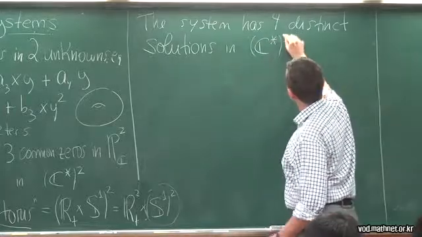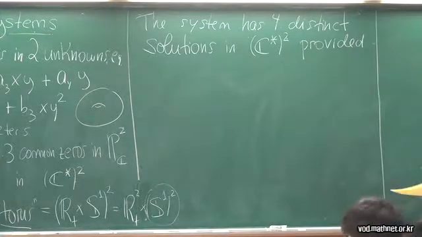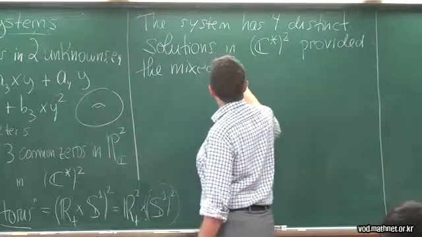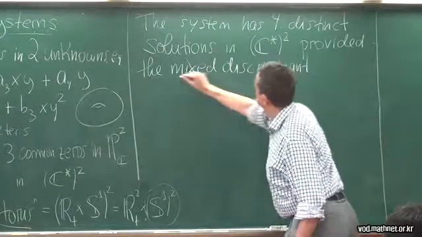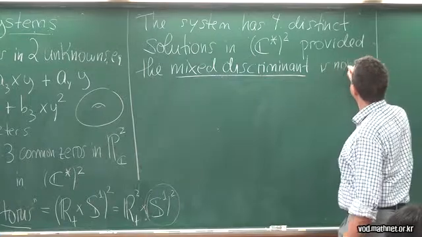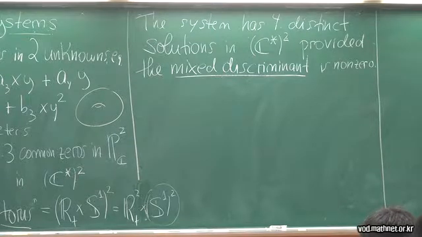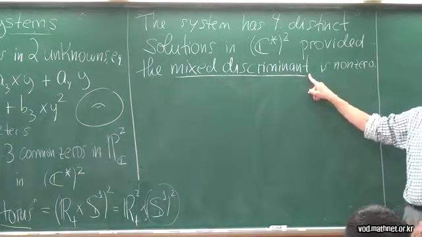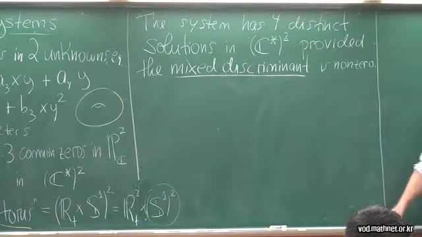In C star squared, provided a certain non-degeneracy condition is satisfied, provided the so-called mixed discriminant is non-zero. Okay, and I'll tell you what the mixed discriminant is in a moment. That's a certain non-degeneracy condition. You can Google this. So if, like Vissarion, you're very bored by what I'm saying, you can get your device out and Google mixed discriminant, and you get to a paper which you're encouraged to read.